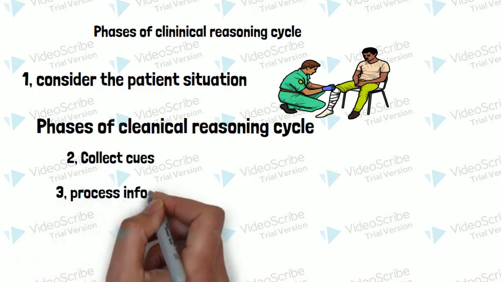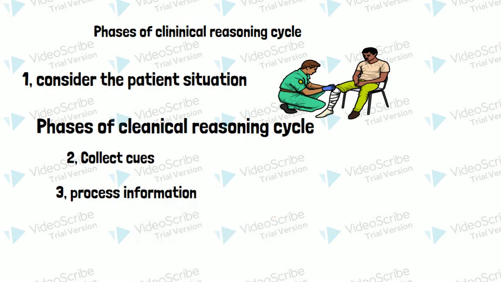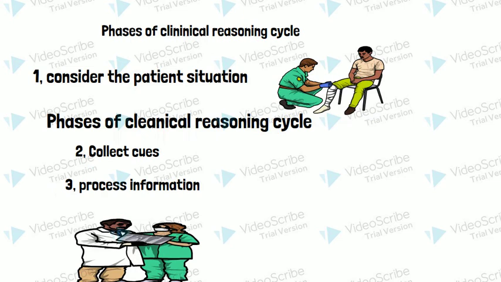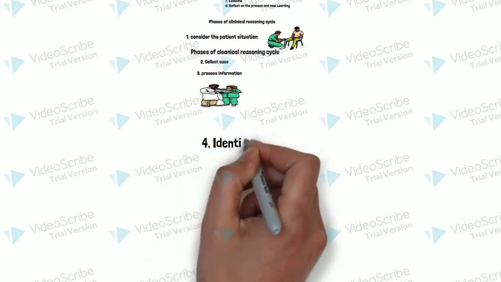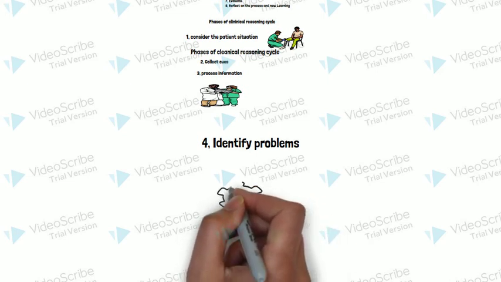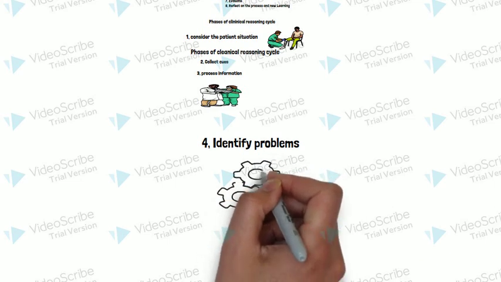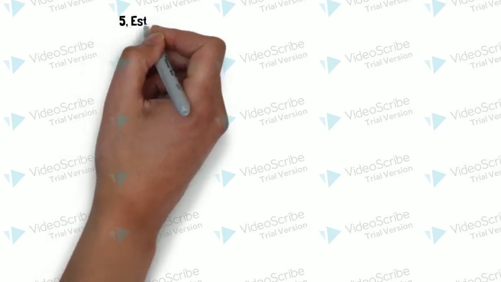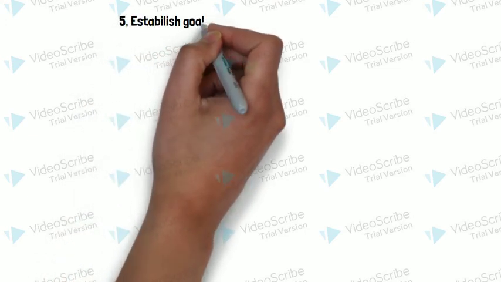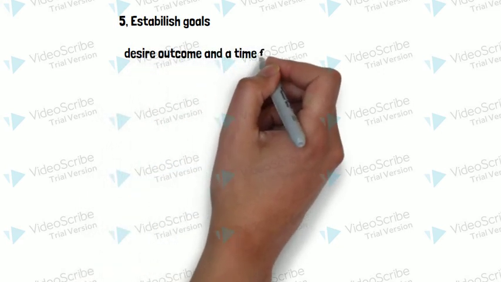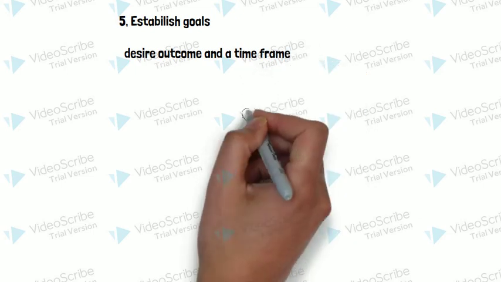Number 4 is identify the problems. It might be 3 or 4 problems. We need to identify the urgent one and prioritize the problems. After prioritizing the problems, the next step will be establish goals. That's the fifth stage, the goals, where the clinician prioritizes the goals of care depending on the urgency. The goals must be specific, measurable, achievable, realistic and timely.